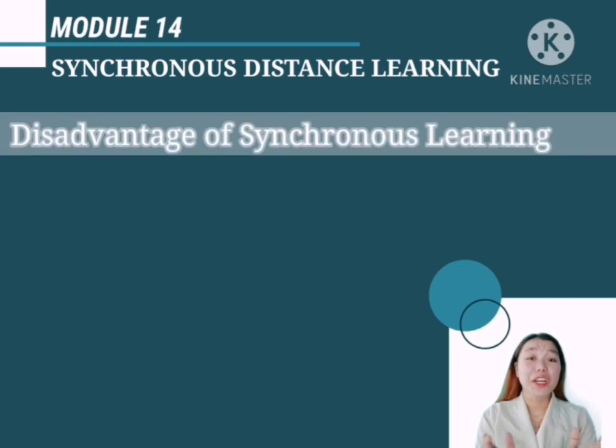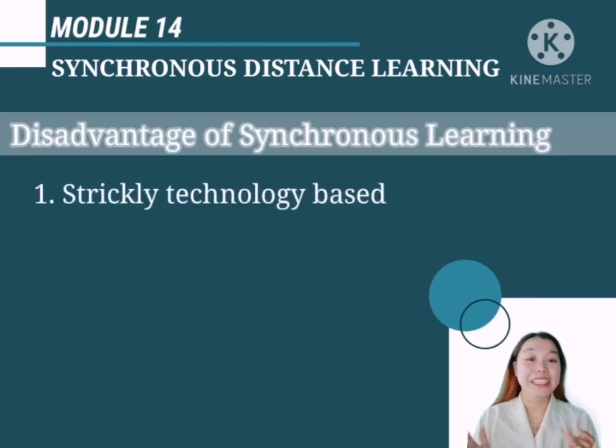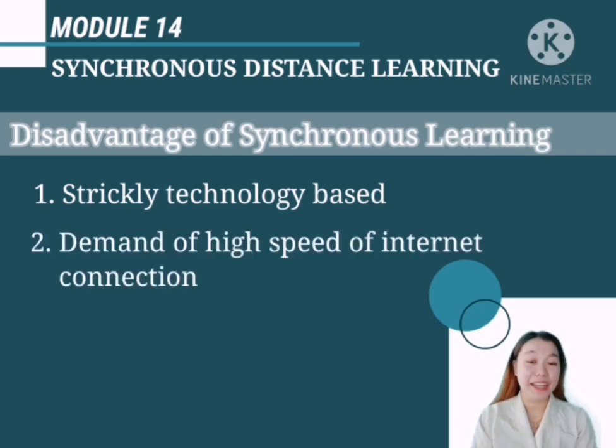However, there are also disadvantages of synchronous learning. First, it is strictly technology-based. Second, the demand of a high-speed internet connection. It is true, right? That this learning requires good bandwidth. Like for instance, what we've encountered whenever we have an online meeting, the connection gets lost because of the weather and also because of our connection as well.